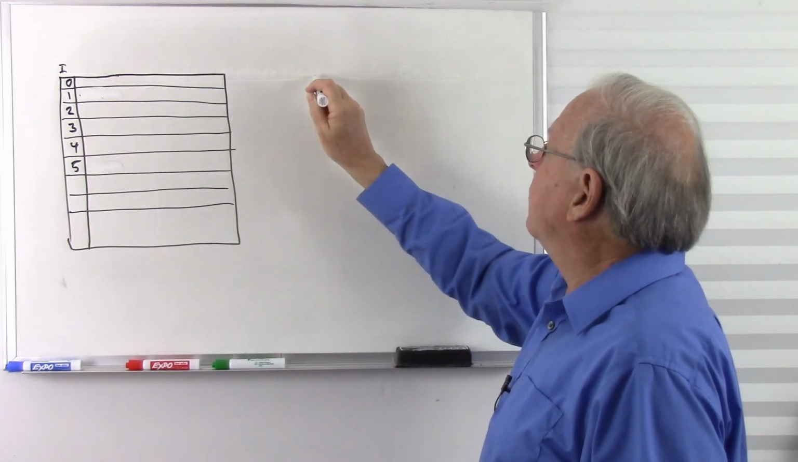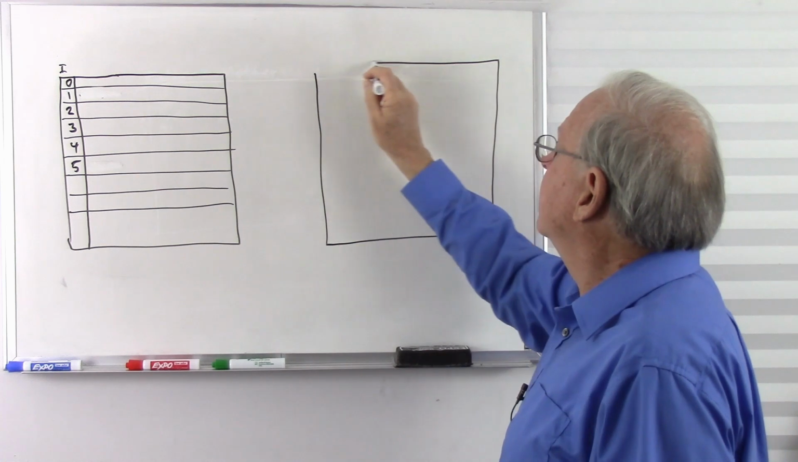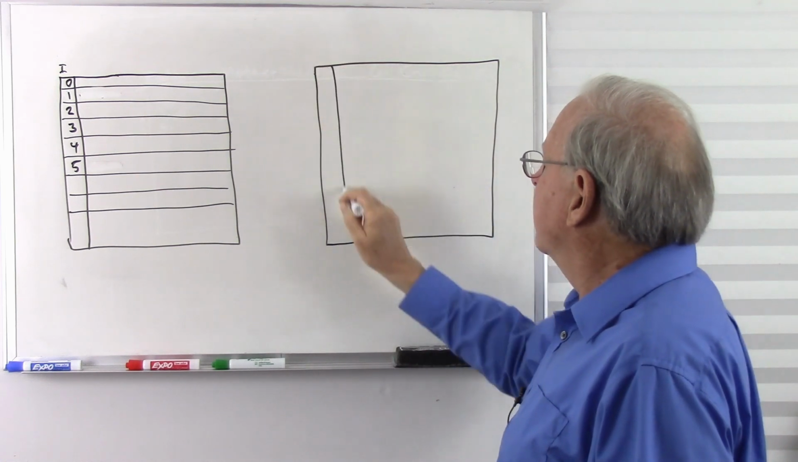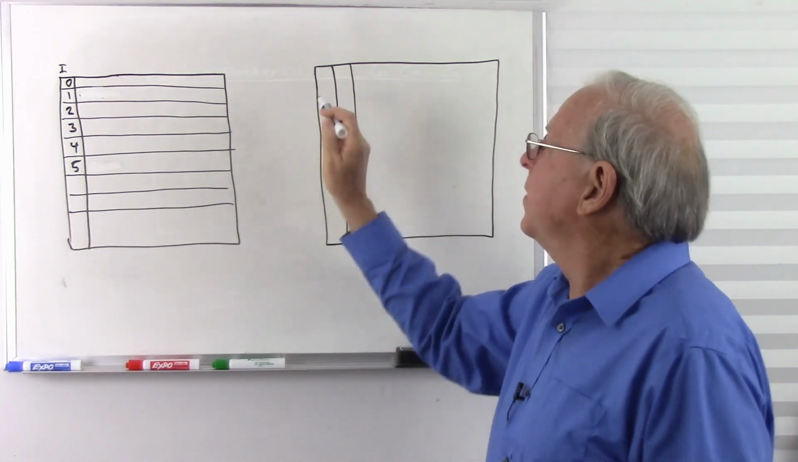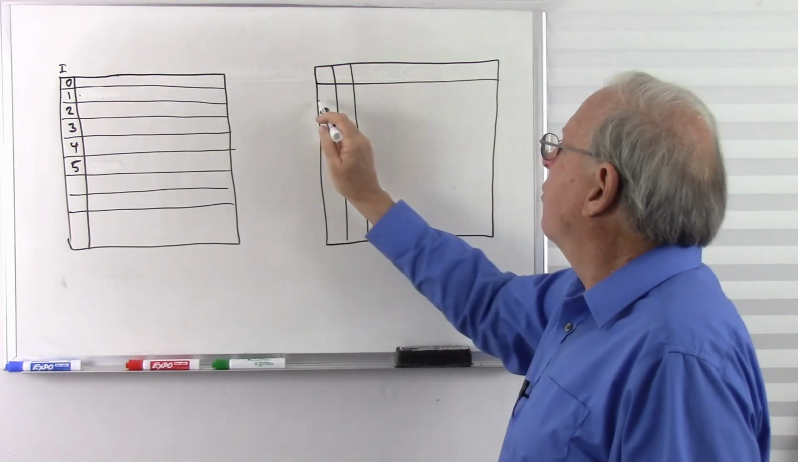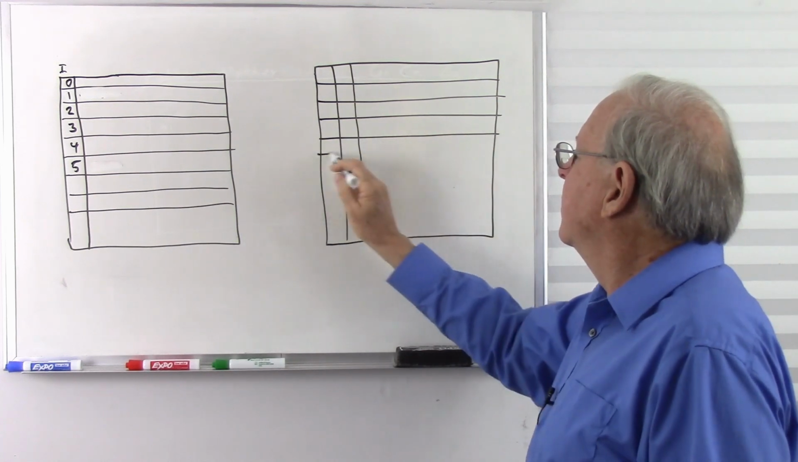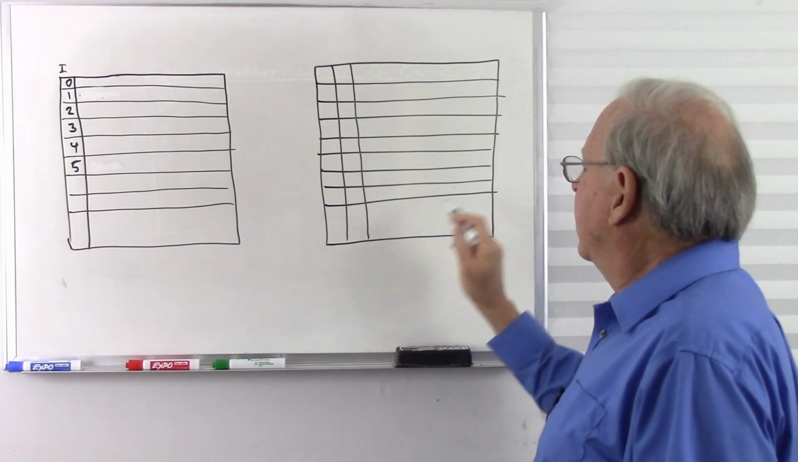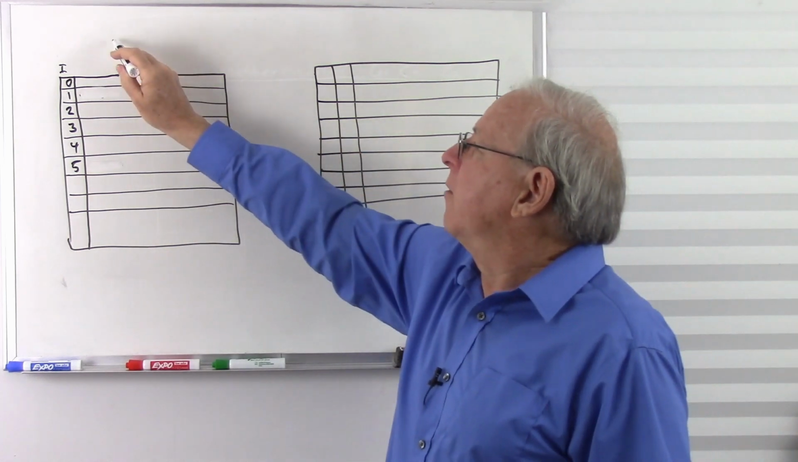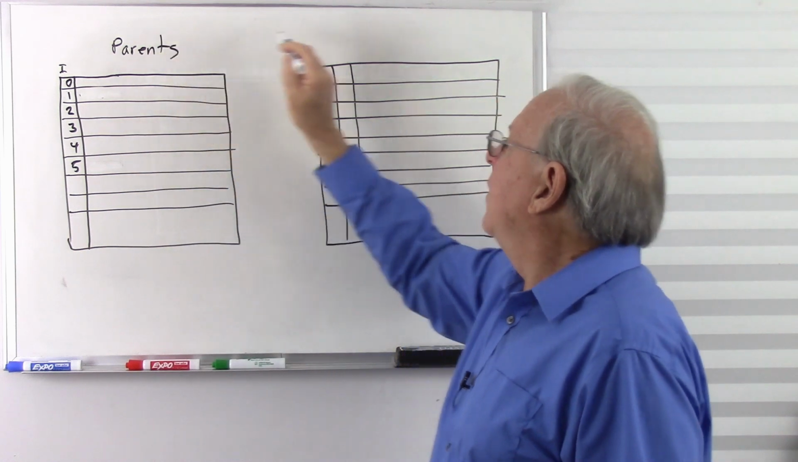I'm going to make the other table over here, and I will need 2 index columns over here. So there's index column number 1, and there's index column number 2. Let's draw some rows here. And this is going to be the parents. And this will be the children.